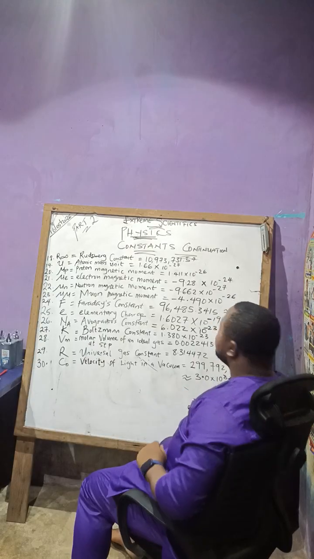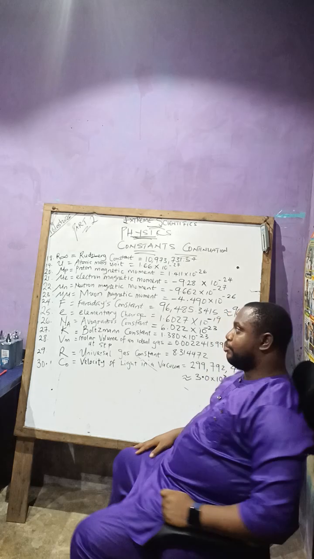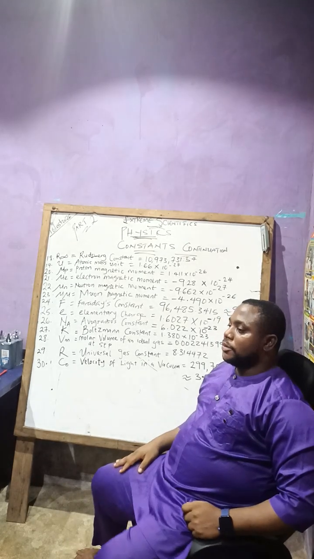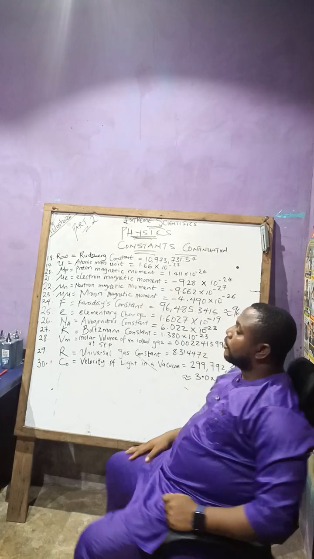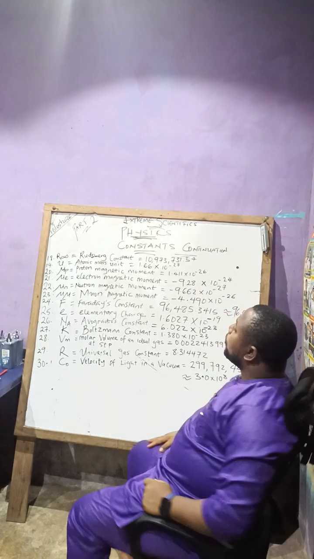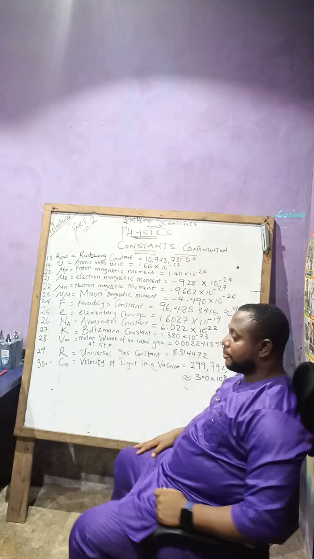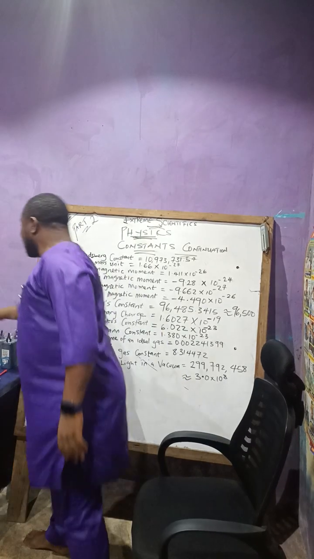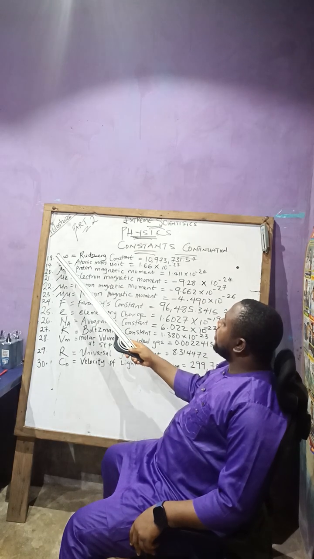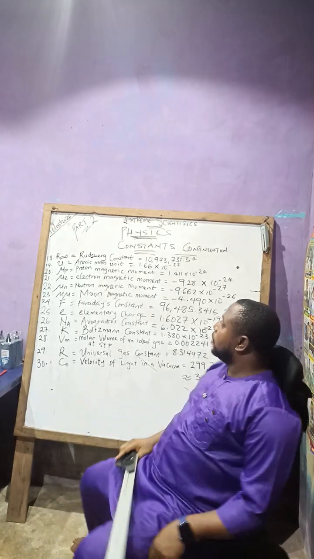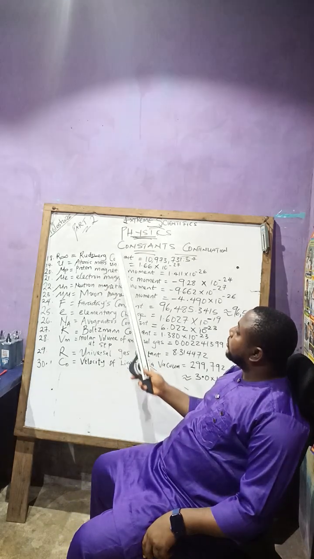Without wasting your time, we will proceed. This is part 2 of the previous topic. We are starting from number 18. We have uppercase R infinity. It is called the Rydberg constant.